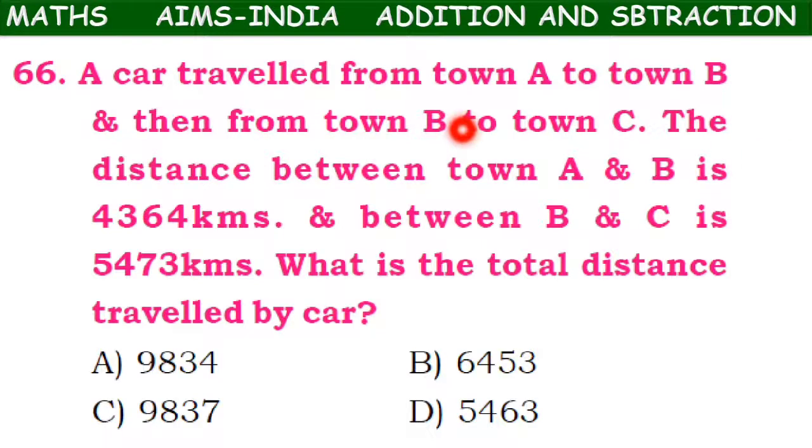A car travelled from town A to town B and then from town B to town C. The distance between town A and B is 4,364 kilometers, and between B and C it is 5,473 kilometers. What is the total distance travelled by the car?